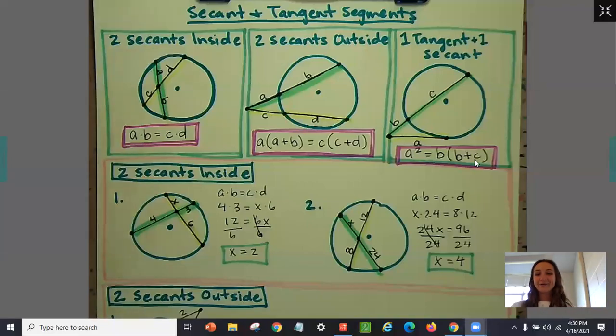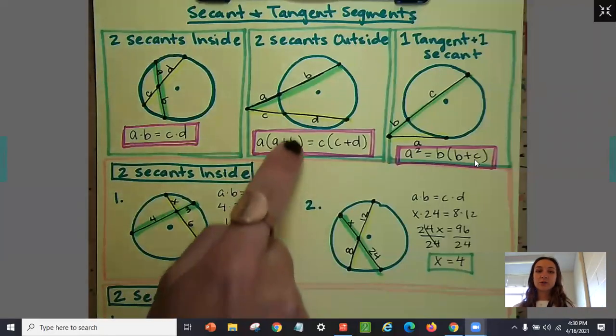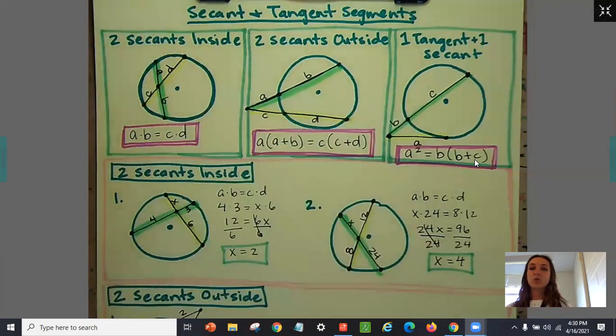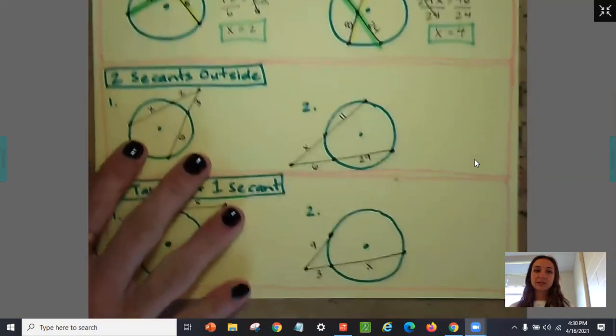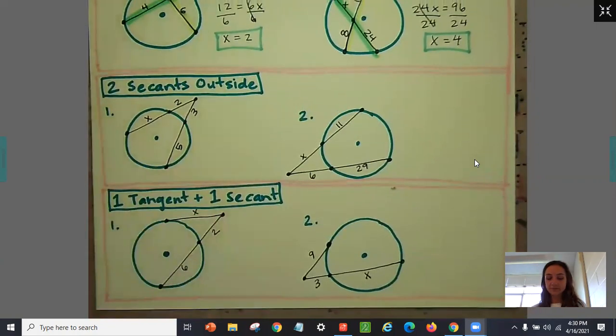Hello everyone, in this video we're going to be working with the two secants outside of the circle and the one tangent, one secant scenario. So let's move on to the two secants outside and then we will do the one tangent, one secant.